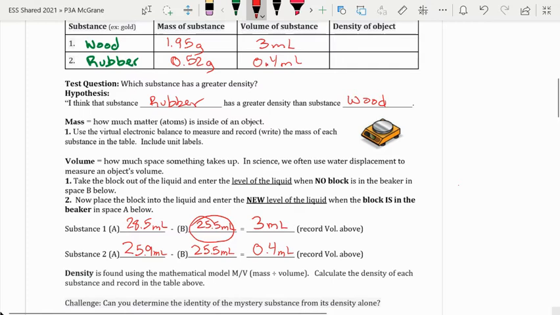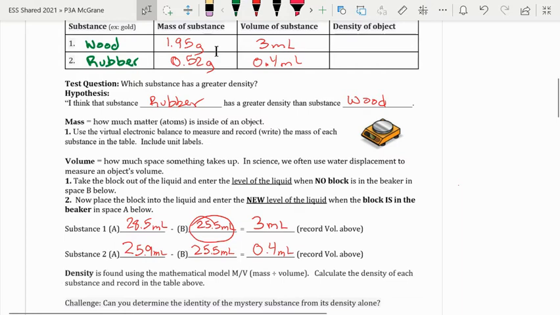So density is found using the mathematical model M divided by V, or mass divided by volume. So now you're going to calculate the density of each substance and record in the table above. So I'm going to start with mine, which is wood. I'm going to take my M, which is my mass, and put it into my calculator, 1.95. Then I'm going to hit divide.